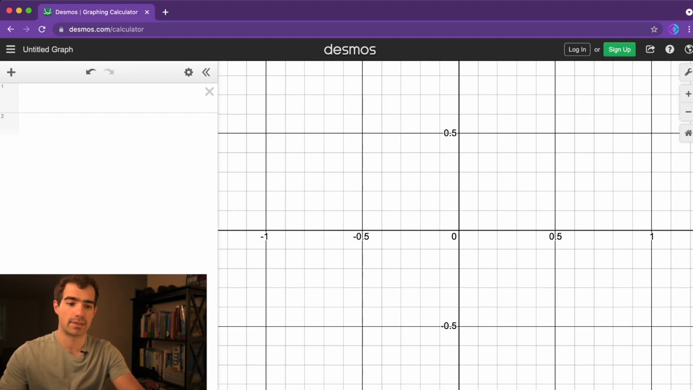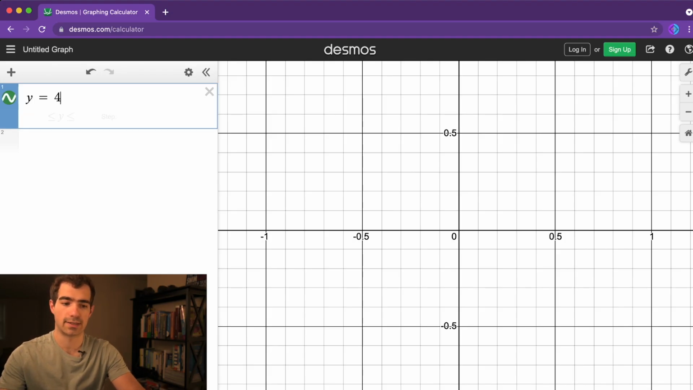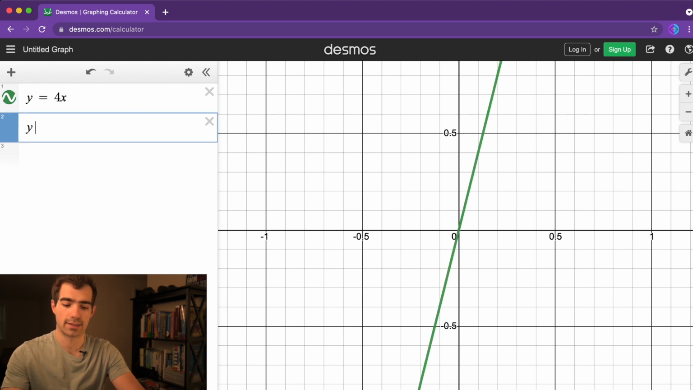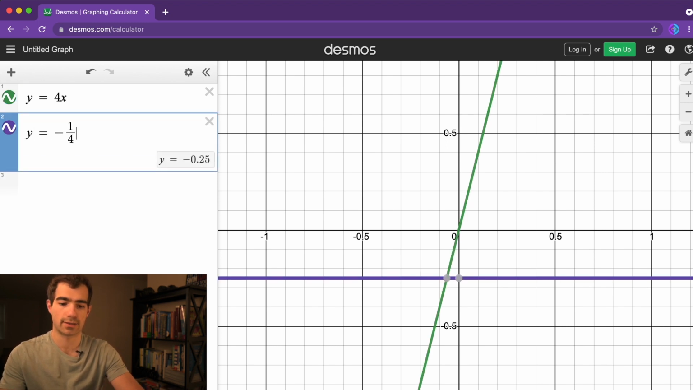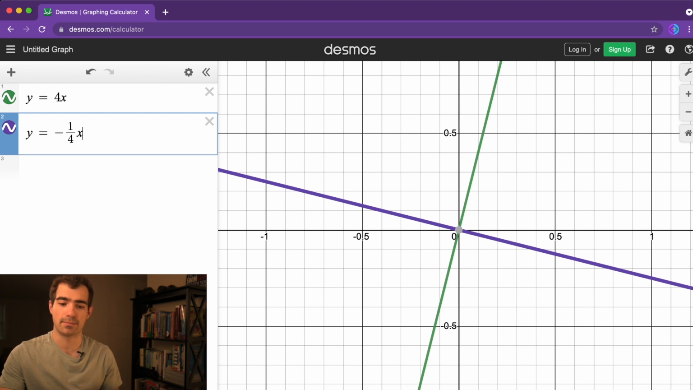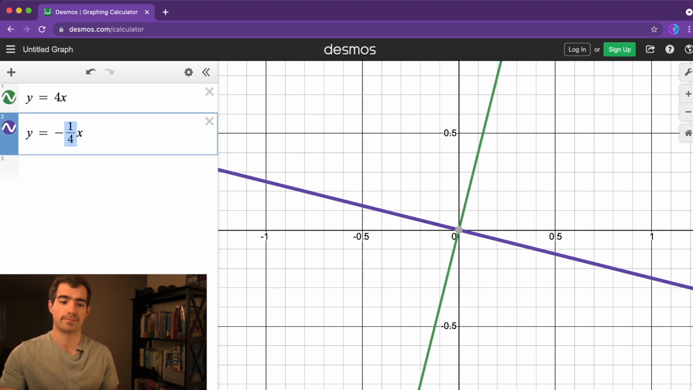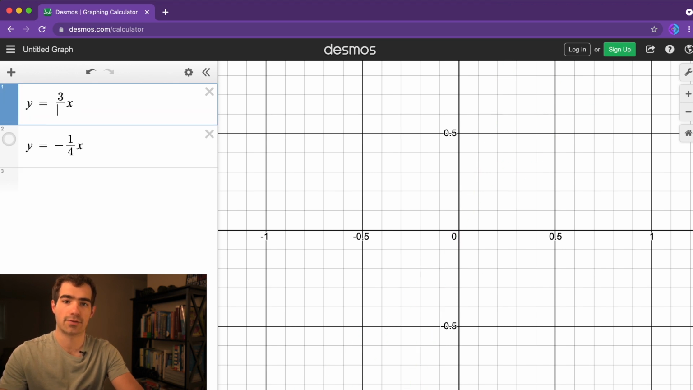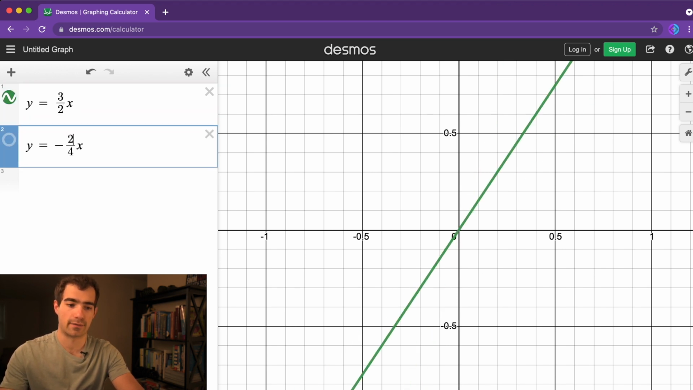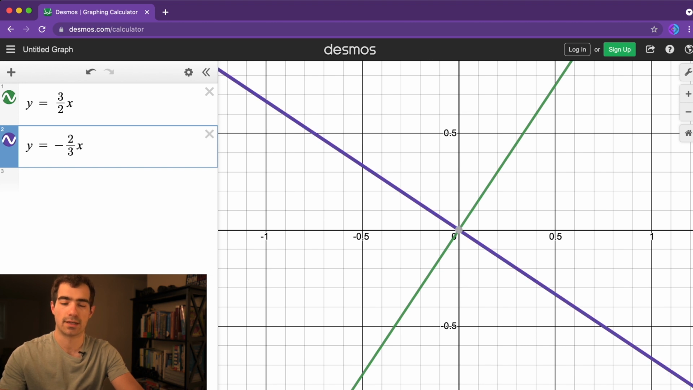And so if we pull up Desmos and we graph y is equal to 4x, and y is equal to -1/4 x, we can see that these do really meet at a 90-degree angle. These are in fact two perpendicular lines. And again, where the slopes of each are opposite reciprocals, where here we have 4, here we have to have -1/4. Similarly, if here we had 3/2, here we would have to have -2/3, and those would be perpendicular as well.